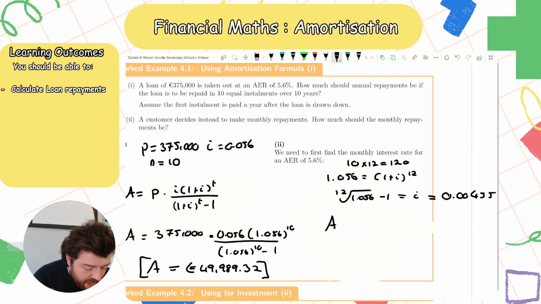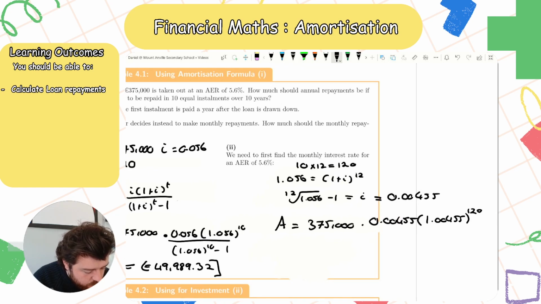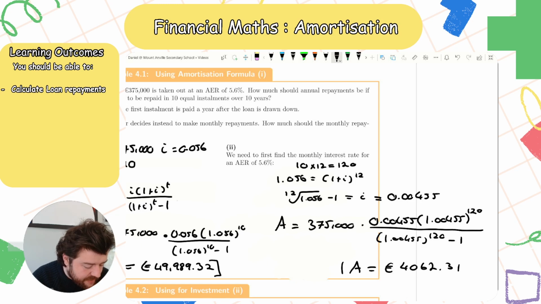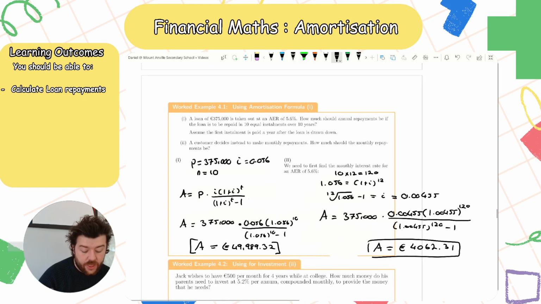Now to put in my formula, A is then equal to 375,000 times 0.00455 times 1.00455 to the power of 120, because there are 120 repayments, all over 1.00455 to the power of 120 minus 1. And that, when you put it in your calculator, will give you 4,062 euro and 31 cents. So if she was to do monthly repayments instead, she'd be paying back 4,062 euro every month.